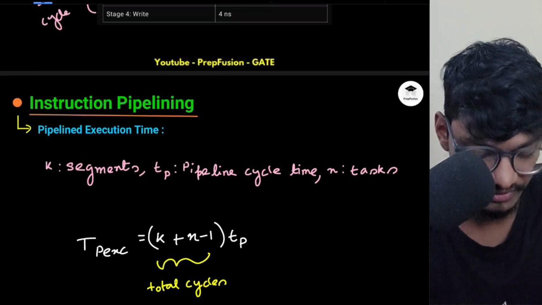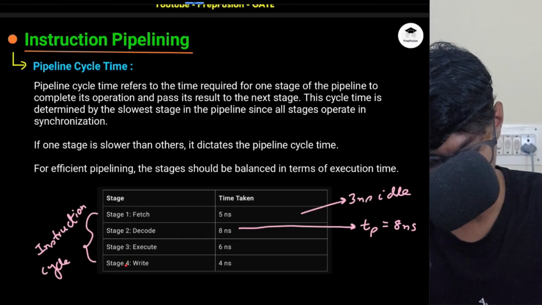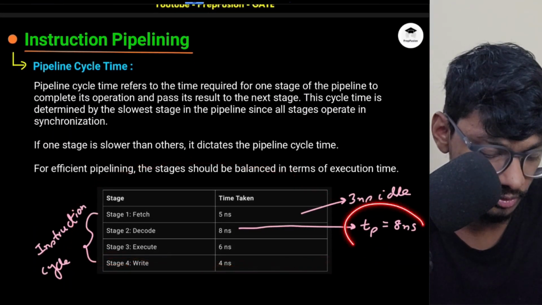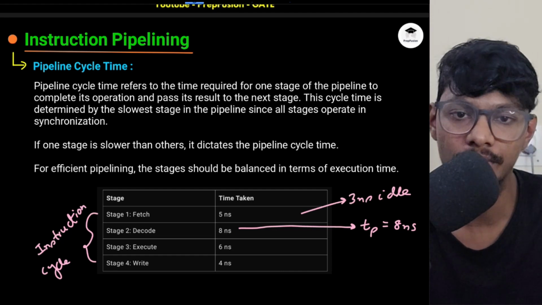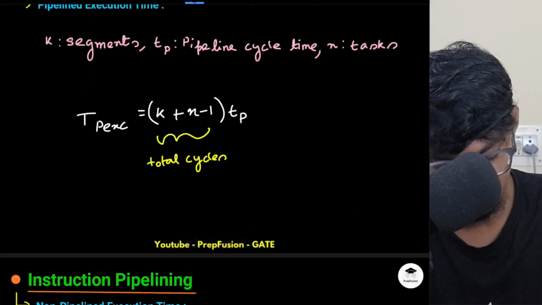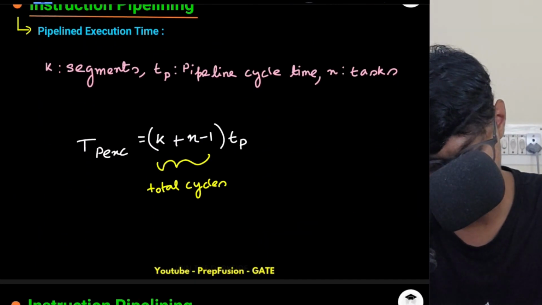So what I can say is, if I just take the example of this case, I have already told you what my TP is. Let's say my number of tasks is 10. If n is 10, let's take an example.